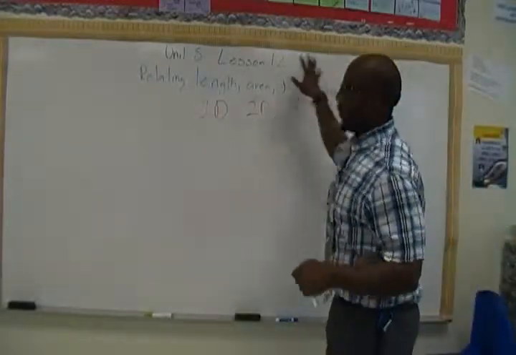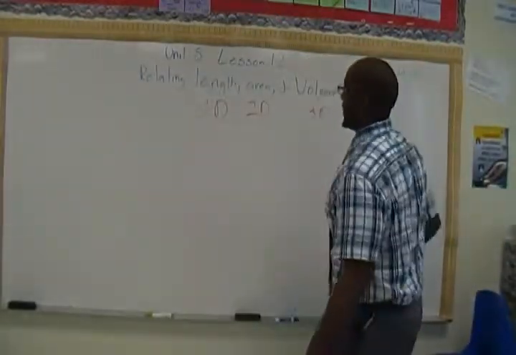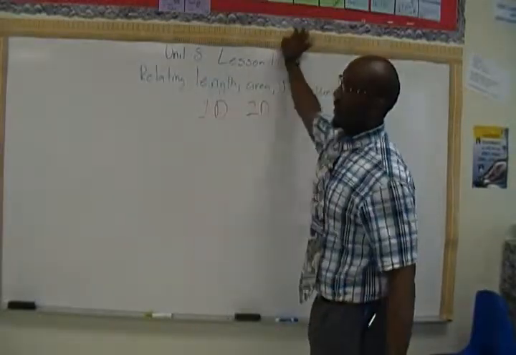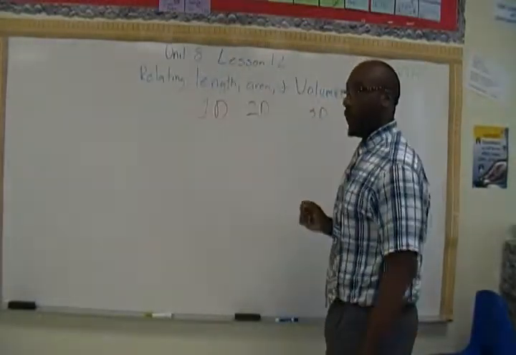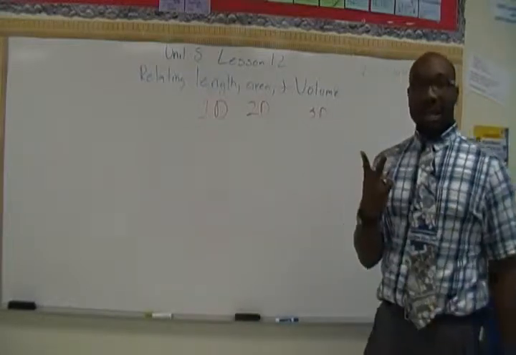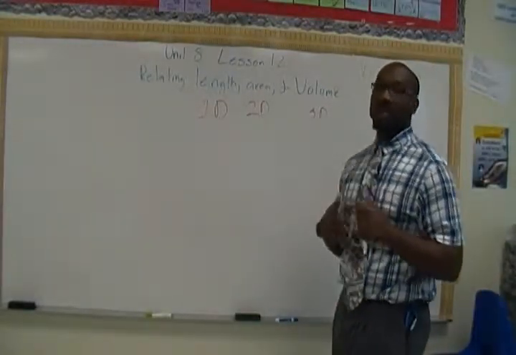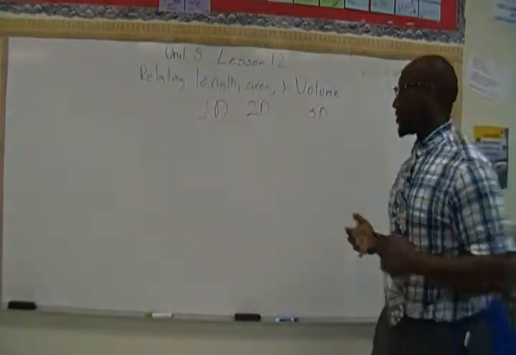So of this whiteboard, if I want to find out how much space is in this whiteboard, I need to find out what is the length of the top, what is the width. So we need two dimensions, okay? So when you're doing area, it's always length times width when you're dealing with rectangles or squares.